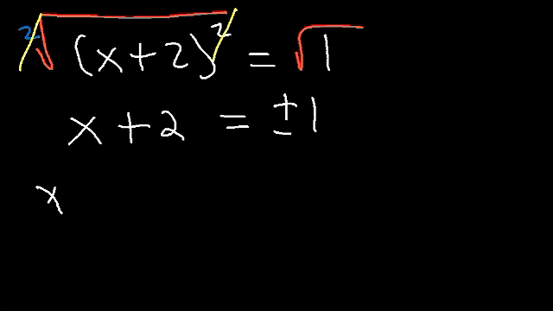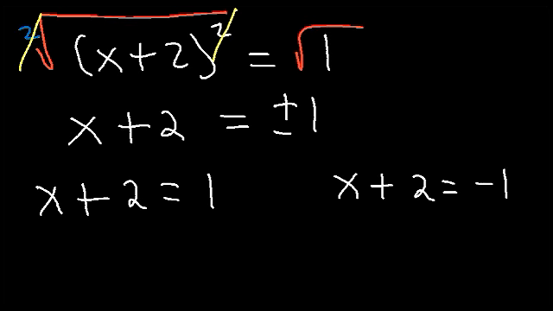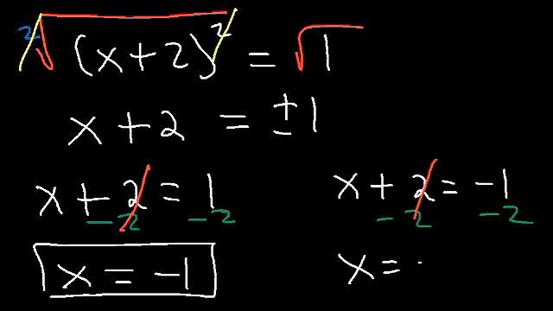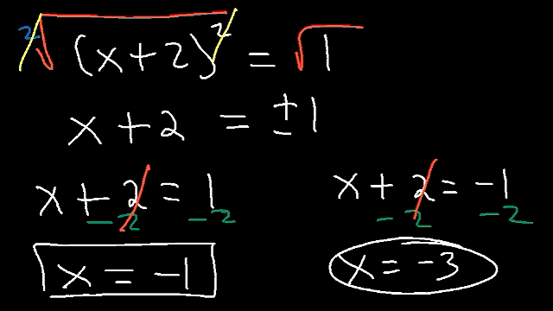So now at this point, we need to write two equations. x plus 2 equals 1, and x plus 2 equals negative 1. On this side, we're going to subtract 2 from both sides. So our first answer is 1 minus 2, which is negative 1. And the second answer is negative 1 minus 2, which is negative 3. So these are the two answers.